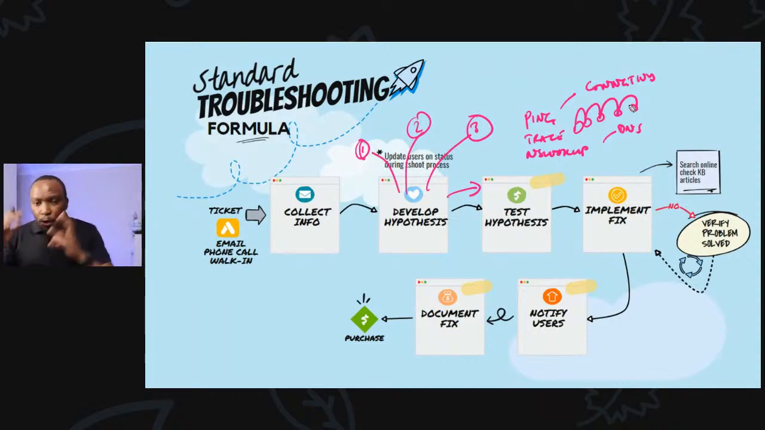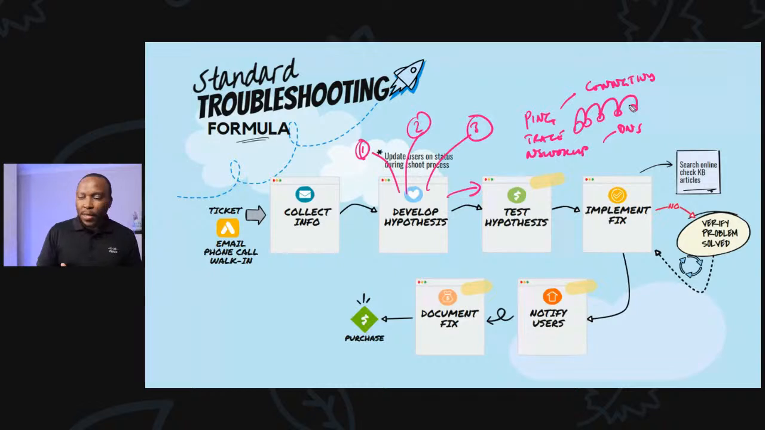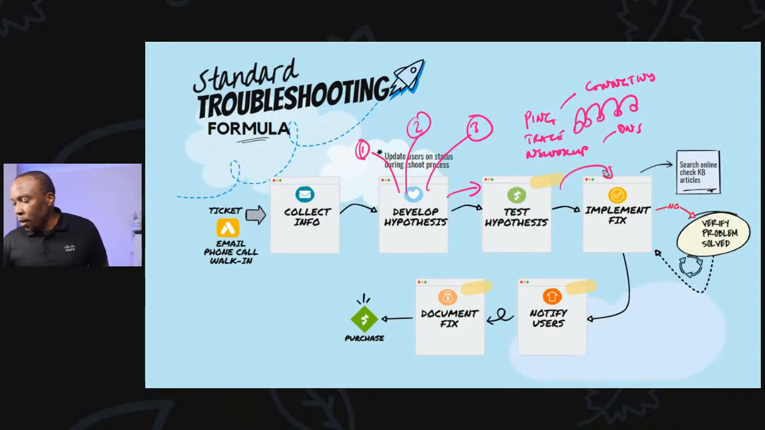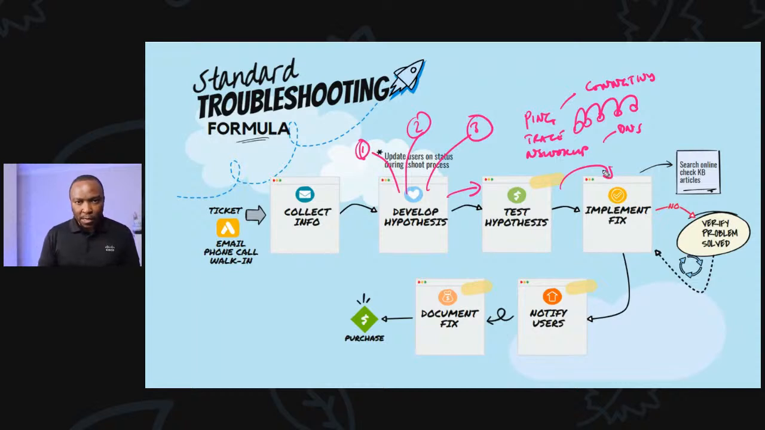And then after you've tested your hypothesis, you've found out what the issue might be, you're going to go to this step where you're going to implement your fix. If your fix can be implemented during business hours, fantastic. Some fixes cannot be implemented during business hours because they might cause some form of outage on the network. So you might have to then schedule a change to do them after hours.